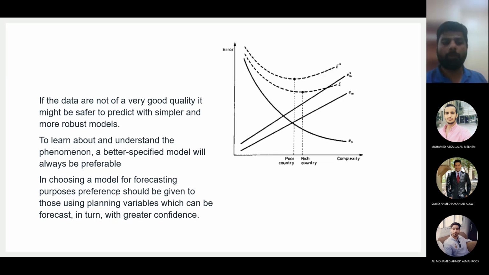When you are choosing a model for forecasting, you want to have an equation which can give you some forecasting for the future. Then in that case, you should be putting those variables in the equation which can be forecasted with greater confidence. Meaning what?